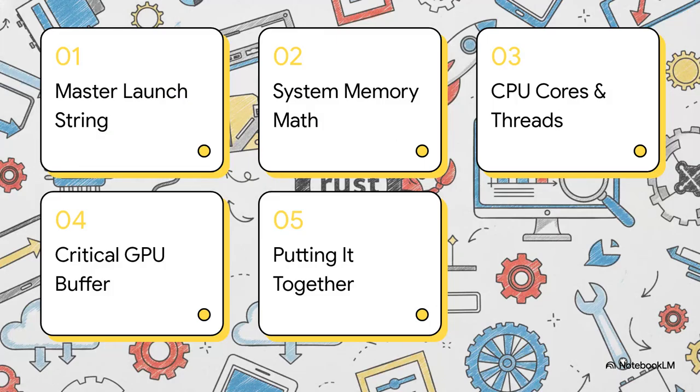So here's our game plan for today. First, we'll look at the master launch string. Then, we'll dive into system memory math, followed by CPU cores and threads. After that, we'll tackle the critical GPU buffer, and finally, we'll be putting it all together.